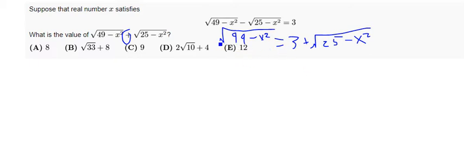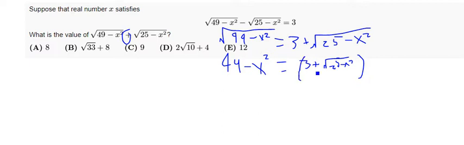Alright, and we want to get rid of the square root, so we're just going to square both sides of the equation. Once we square, we have 49 minus x squared, because if you square the square root, that just gets rid of the square root. It's equal to 3 plus the square root of 25 minus x squared multiplied by itself.